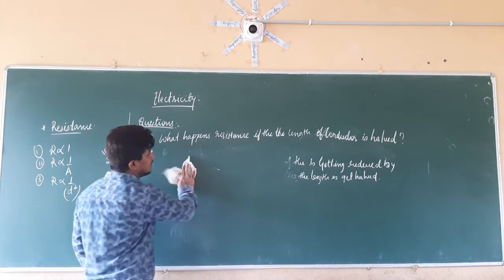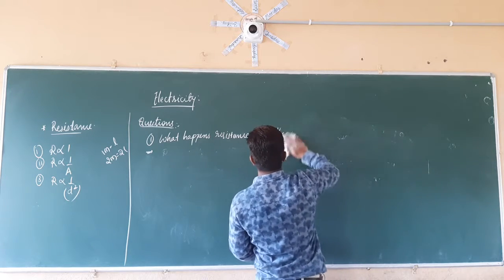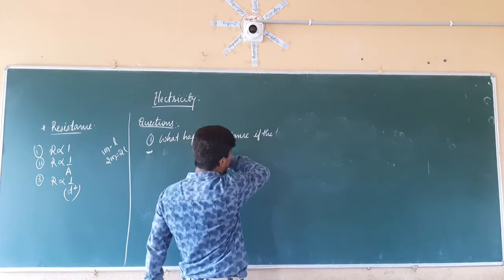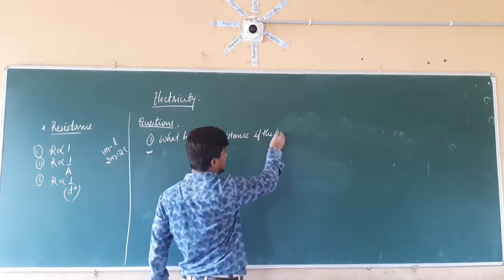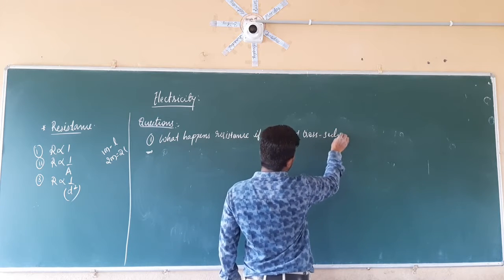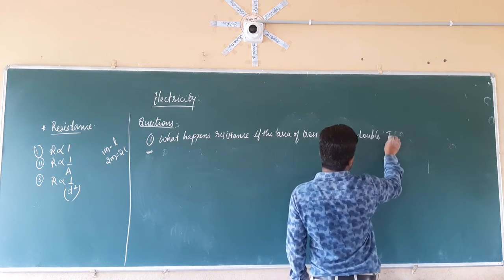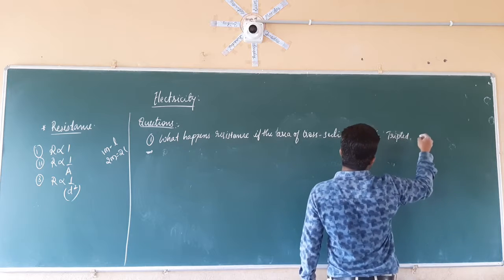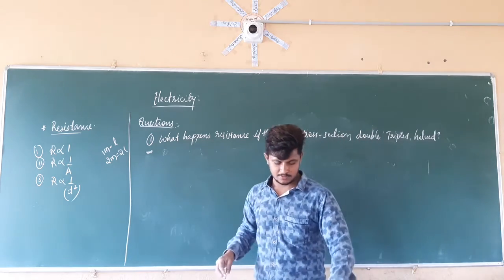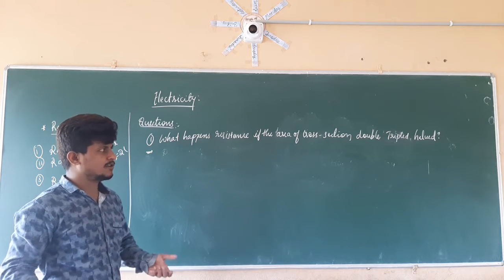Now next we are going to see what happens to the resistance if the area of cross section is double, or half. What happens to the resistance if the area of cross section is double, as well as triple, as well as half. So together we will see those things. We have 3 cases here. First, area of cross section is doubling, second, area of cross section is triple, and third, area of cross section is half.